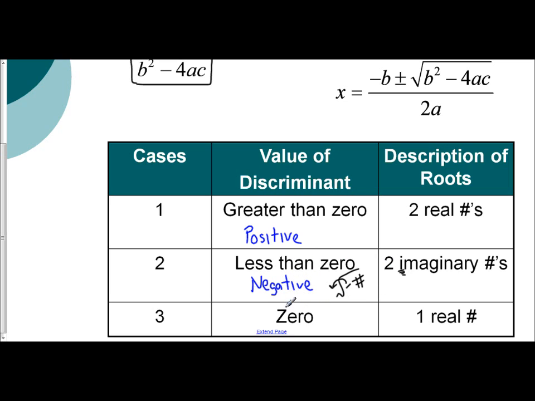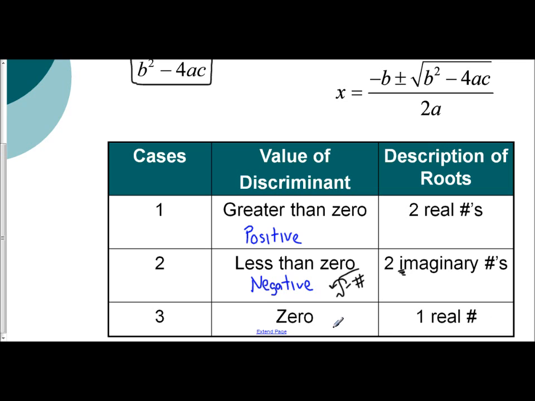If you have the value of the discriminant to be 0, because if you think about it, so far we dealt with positive numbers, we dealt with negative numbers, the only type of number that's left is 0, because it's neither positive nor negative. And so if it is 0, you're only going to have one real solution.